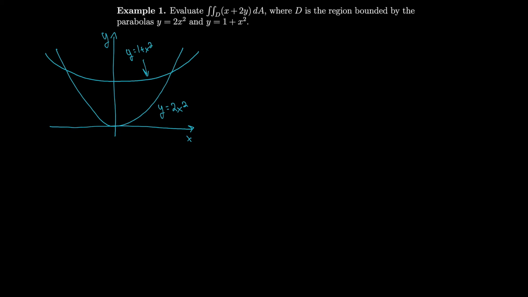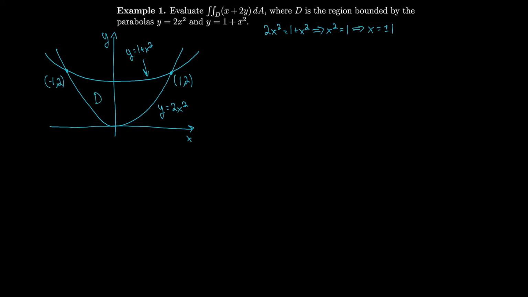Let's see where these guys intersect. That would be when 2x squared is equal to 1 plus x squared. So that's when x squared is equal to 1, so x is equal to plus or minus 1. Okay, so that means that if I plug in 1, I get 2. So this is the point (1, 2) of intersection, and this is the point (-1, 2) of intersection. And we can call this our domain D, everything over there.